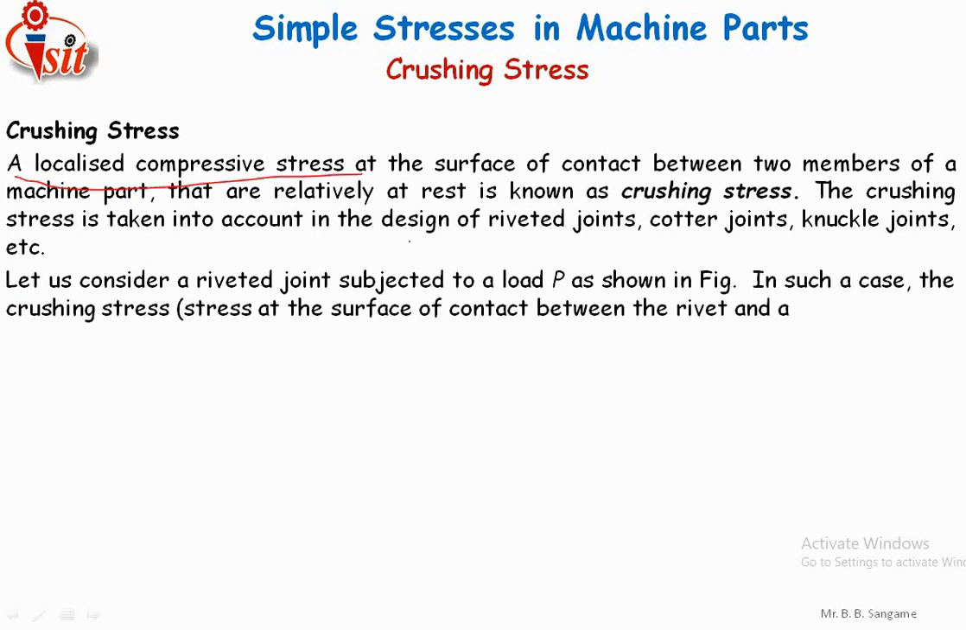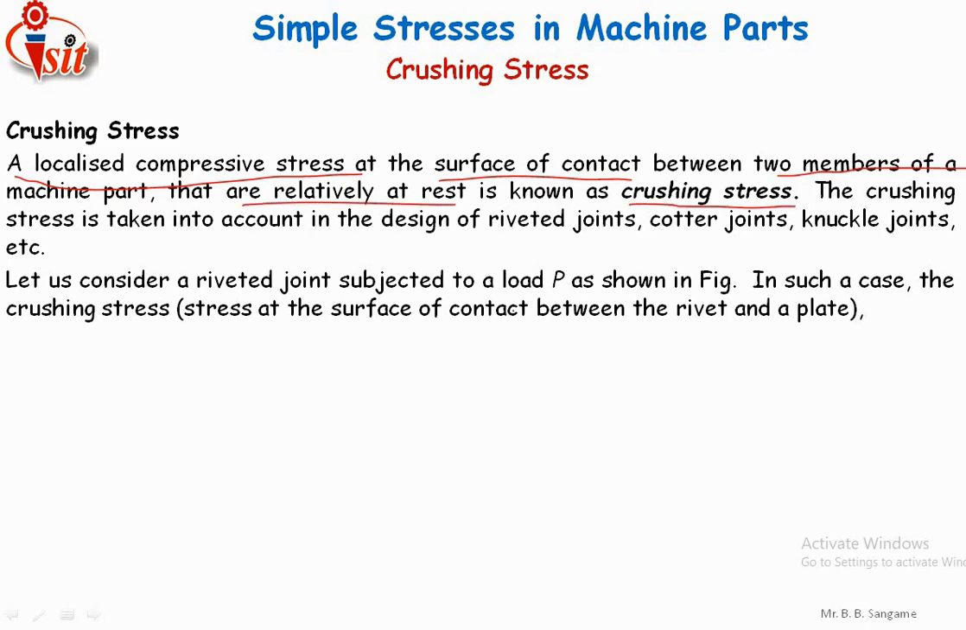We know that when we compress something, then there is an induction of compressive stress. Means when we apply a compressive load on any element, then there is a possibility of induction of compressive stress. Now crushing stress is nothing but a localized compressive stress, means at a particular point. When we apply a compressive load at a particular point, the resistance offered by that section is known as the crushing stress. It is at the surface of contact between two members of a machine part that are relatively at rest.